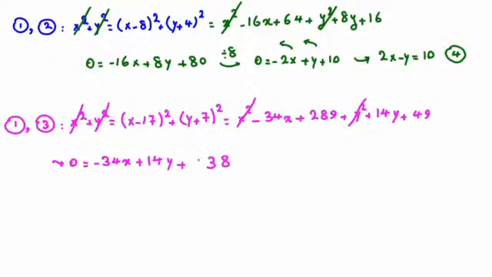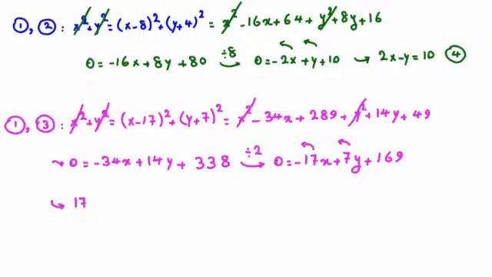We have 1. 1 plus 2, 3. Now we divide both sides by 2. 0 equals negative 17x plus 7y plus 169. Okay, now we take these two things to left side. So 17x minus 7y equals 169. So we call it fifth equation. Now in next step we use 4 and 5 to find x and y, then we can find z.